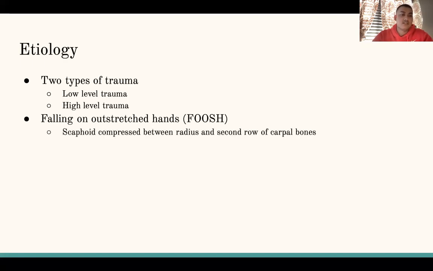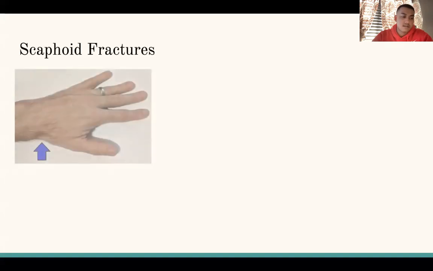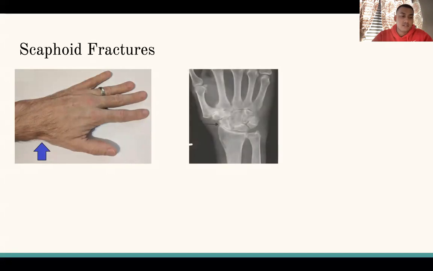When you fall on outstretched hands, the scaphoid is compressed between the radius and the second row of carpal bones, which ultimately results in the scaphoid fracture. Other complications that go along with scaphoid fractures include swelling, severe point tenderness, and pain with any axial loading of the thumb. To follow that up, here are pictures of how it looks visually looking at a hand, and then an x-ray image.